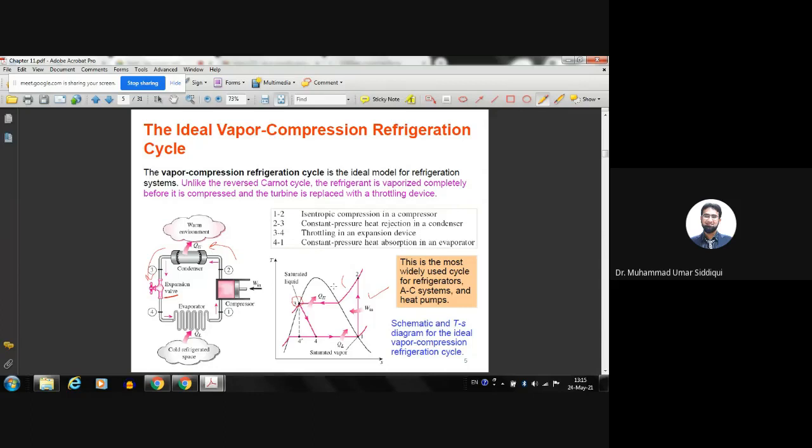We will have an isenthalpic expansion, and as a result of this isenthalpic expansion, we will have a combination of vapor and liquid produced, which we pass through the evaporator. The evaporator is basically the boiler here, which takes heat from the cold space and converts the liquid part into vapor, so we have a saturated vapor at the exit of the evaporator, which is then fed back into the compressor. So this is how the cycle operates.